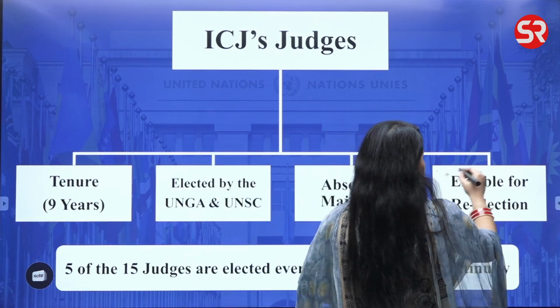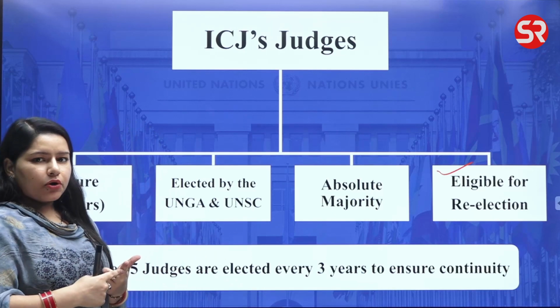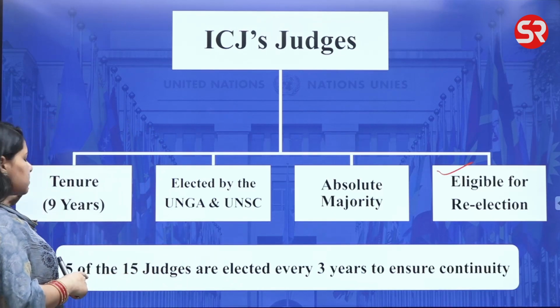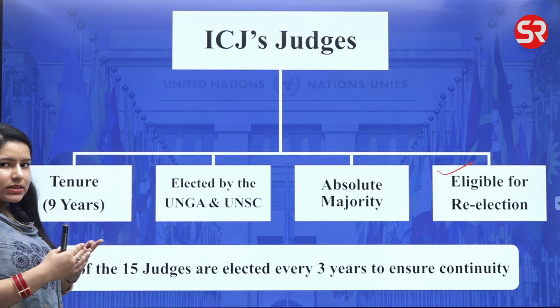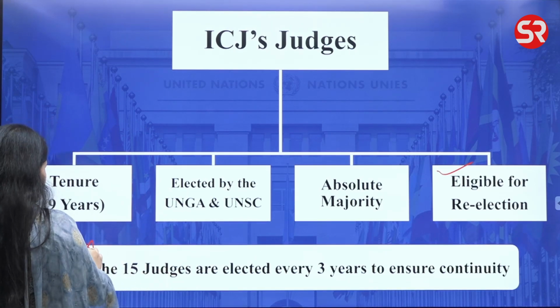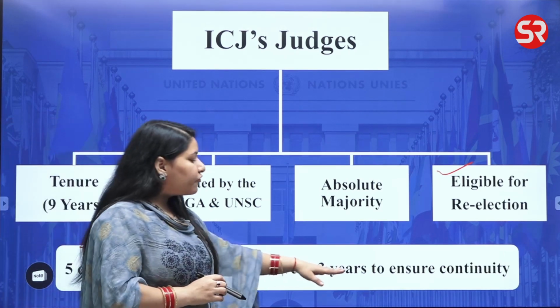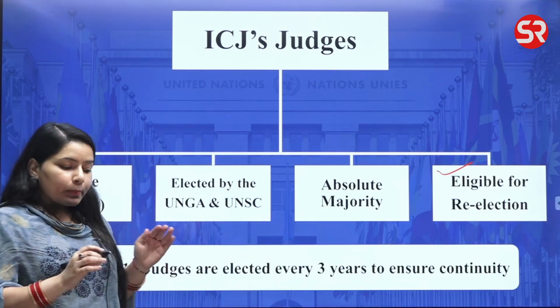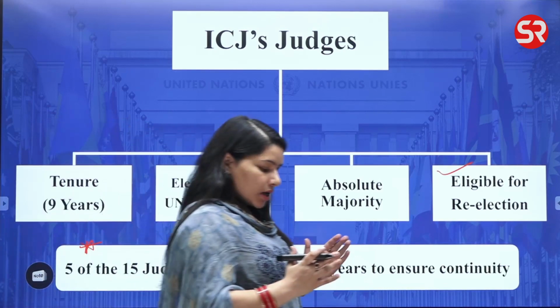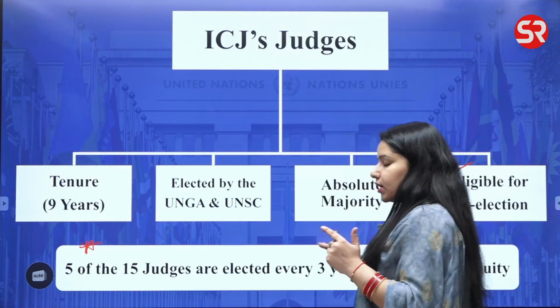Then these judges are eligible for re-election as well. For example, if one judge completes a tenure of 9 years, he or she can also contest election for the second tenure. It is important to note here that this can also come as a 1 mark objective, that 5 of the 15 judges are elected every 3 years to ensure continuity. To maintain continuity in the ICJ, 1/3 of the judges are elected every 3 years.